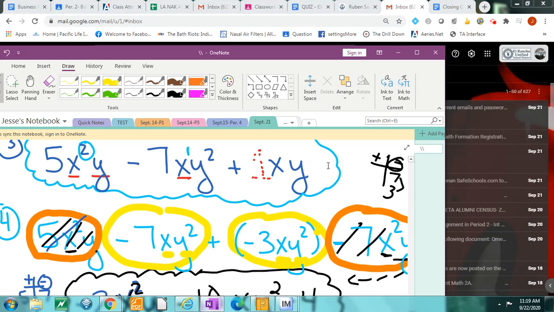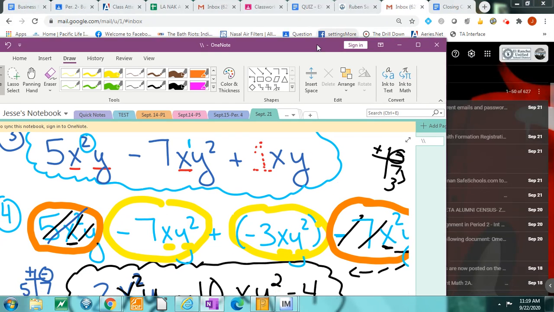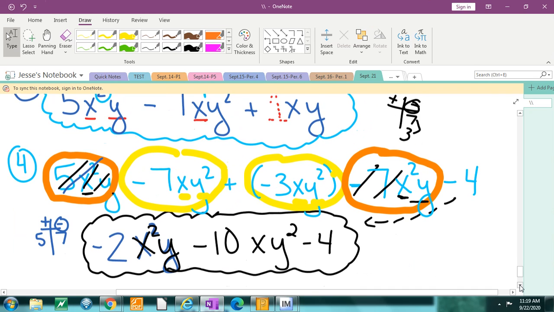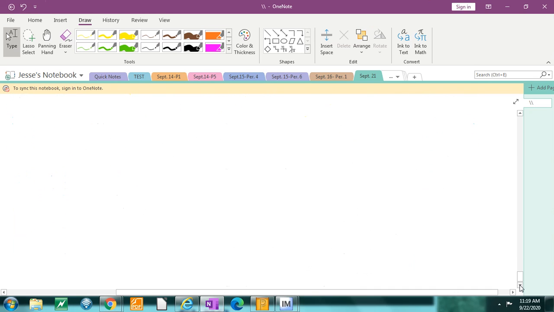All right, class. So I'm gonna go ahead and go over the answers with you guys. Please correct them. So let's do this combined like terms corrections. All right, so the first one is, go ahead.